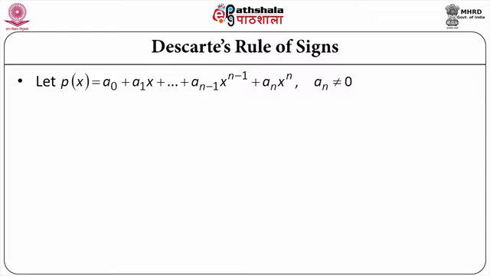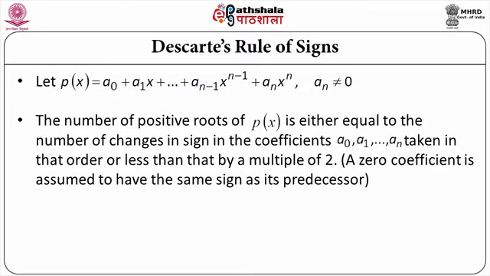So, let us take a polynomial p(x) of degree n given by a0 plus a1 x plus a2 x squared and so on, plus a(n-1) x raised to n minus 1 plus a n x raised to n. a n must be different from 0 because it is a polynomial of degree n. Now, this Descartes' rule of sign tells us that the number of positive roots of p(x) is either equal to the number of changes in the sign of the coefficients a0, a1, a2 taken in that order, or less than that by a multiple of 2.